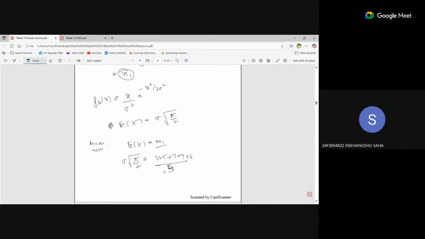What I had done was I had put x into that equation. That is a different thing, right? This is not f of x. This is my sample mean. So now what I will solve for, I will solve for sigma.